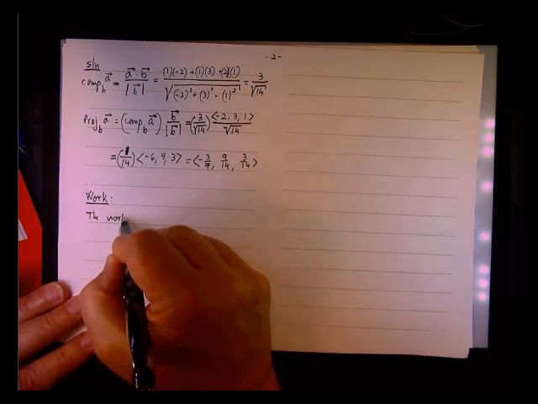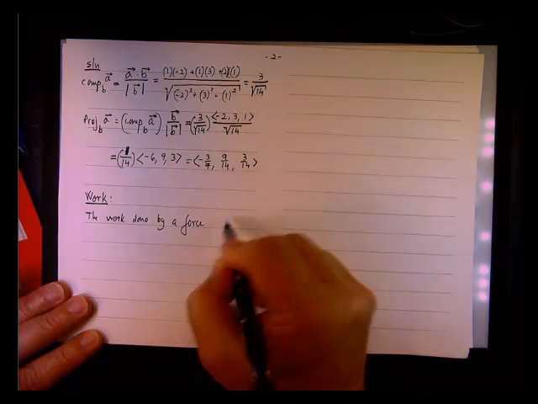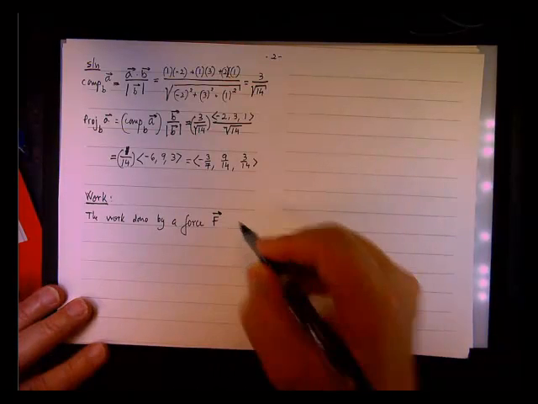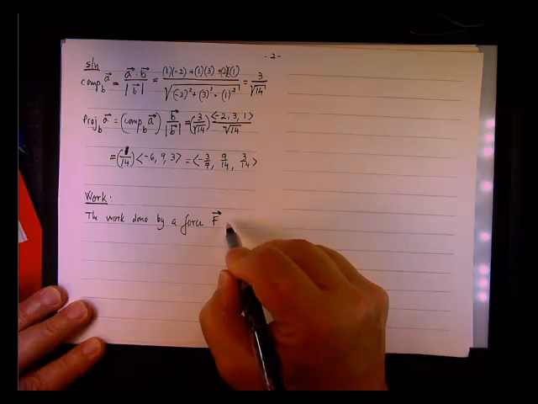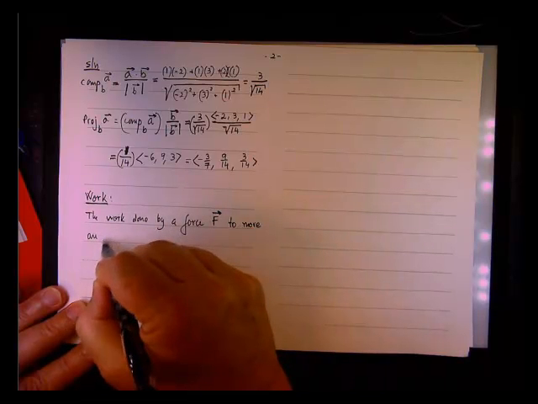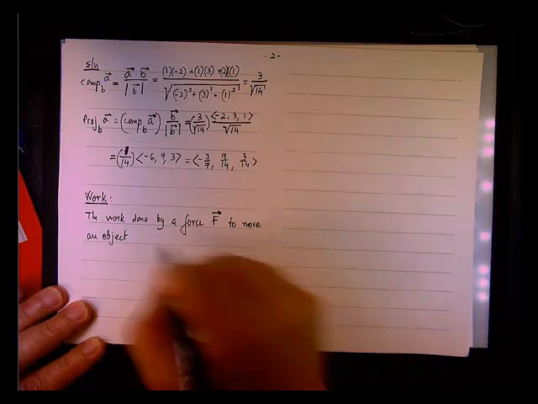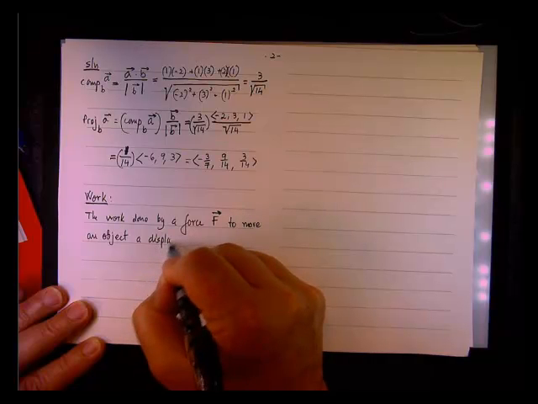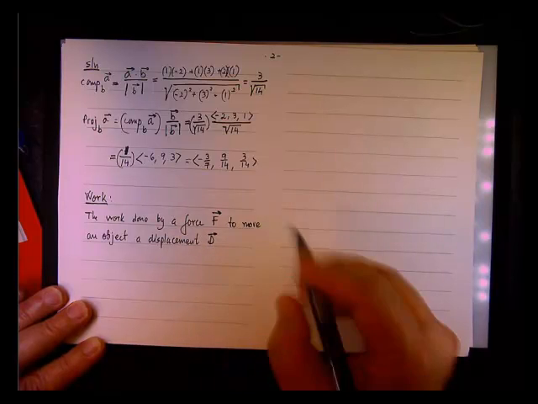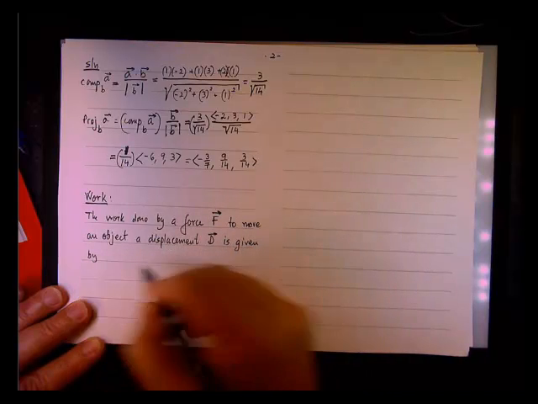So the short end of it is the work done by a force F, and the force is a vector, to move an object through a displacement d, like so. Again, both of them are vectors.